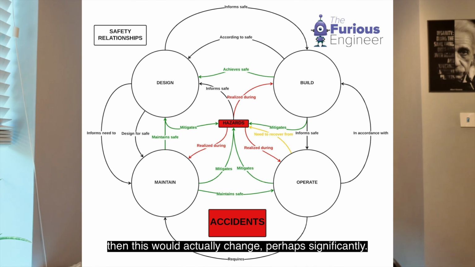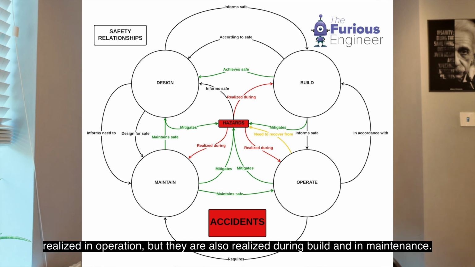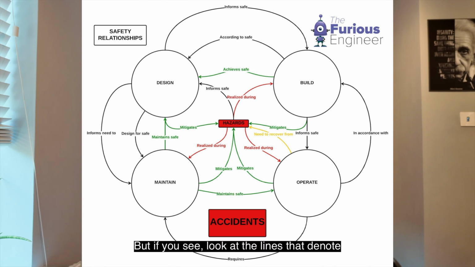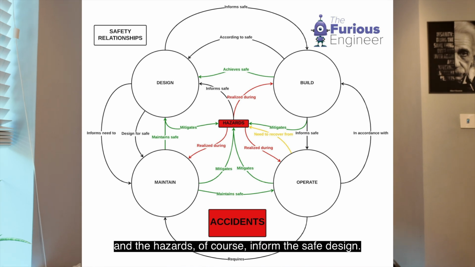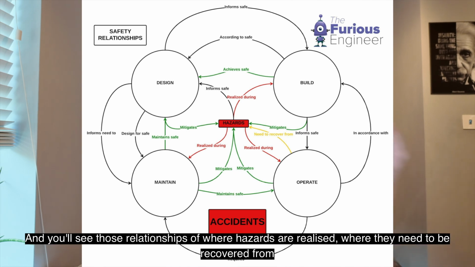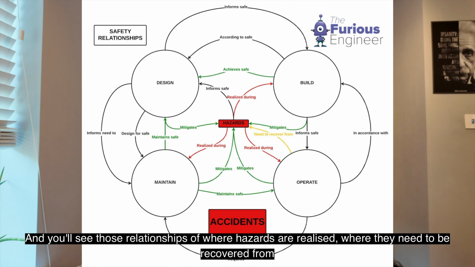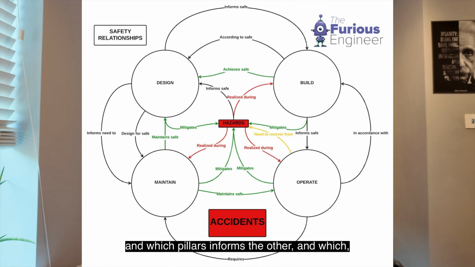actually change perhaps significantly. Now, hazards are mainly realised in operation, but they are also realised during build and in maintenance. And if you look at the lines that denote the relationships, the build achieves a safe design, and the hazards, of course, inform the safe design. The platform is built according to the safe design, and the design informs the safe build. And you'll see those relationships of where hazards are realised, where they need to be recovered from, and which pillars inform the other, and which, of course, maintains and mitigates hazards. So hopefully that makes sense.